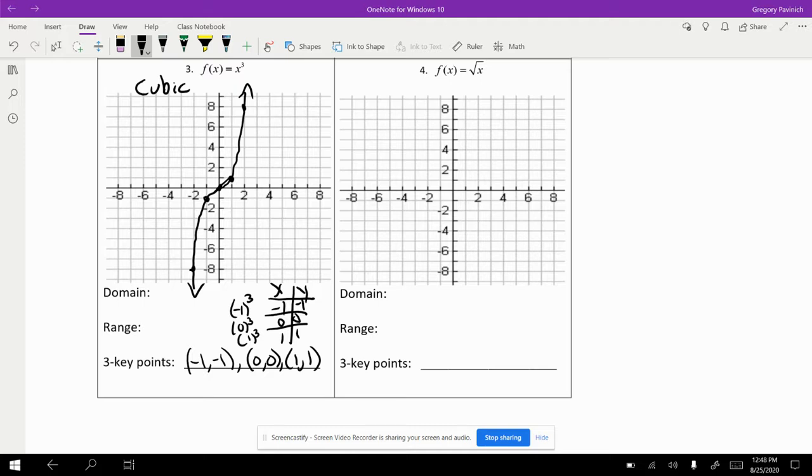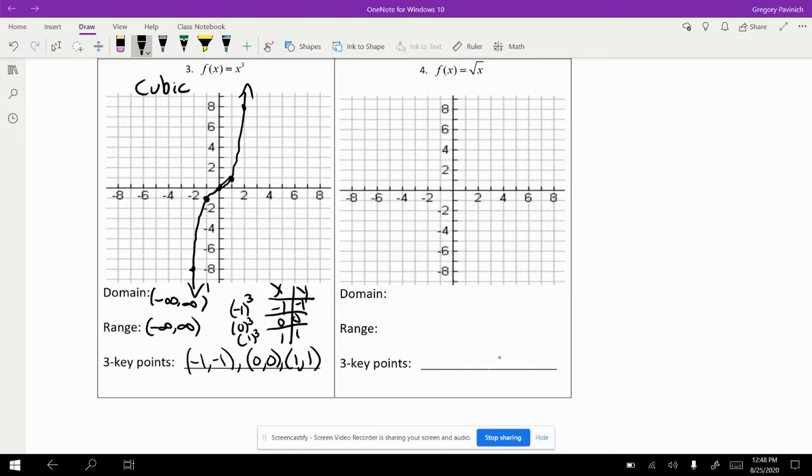And so for any number, domain is my input values. I can input any value into x and cube it. So it's unrestricted, all real numbers. And its range, this graph goes down forever and it goes up forever. So it's going to have every y value output possible, not restricted in the y direction.